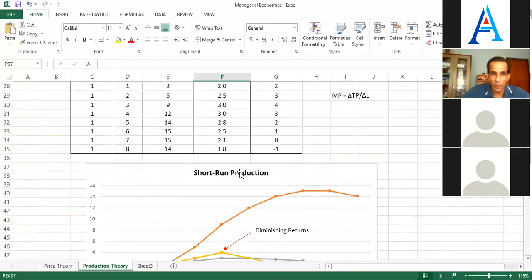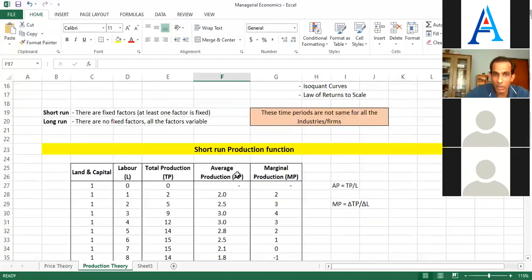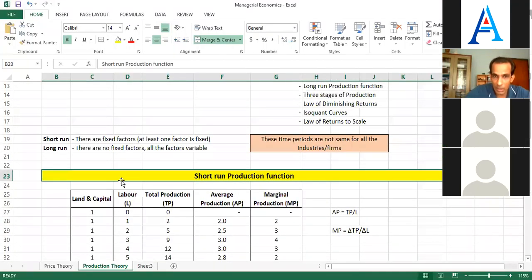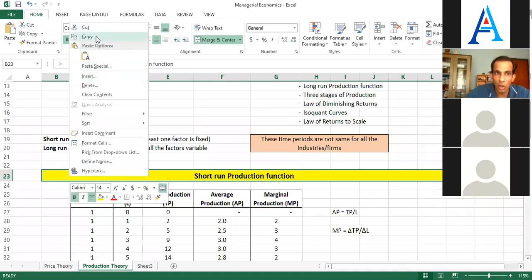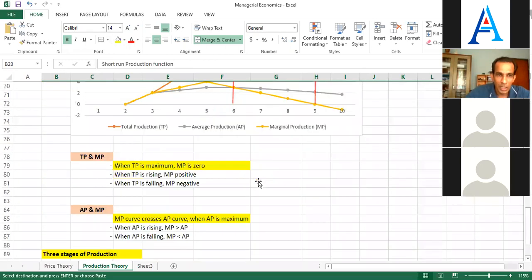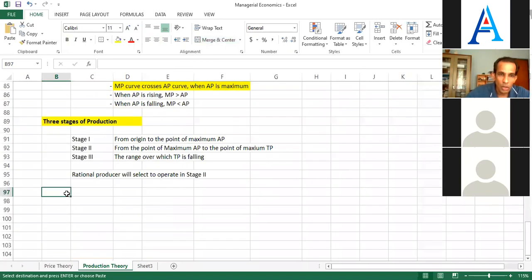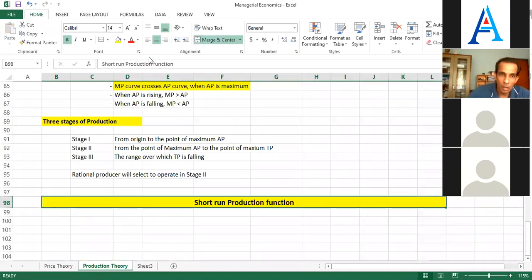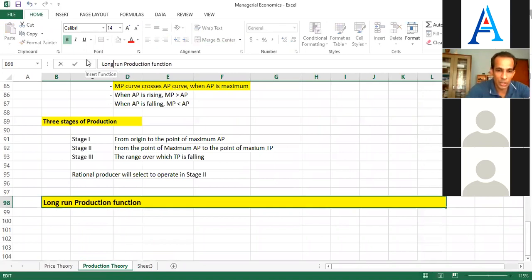Another important thing. Here we have considered the short-run production function. But when we consider the long-run production function, long-run means we know there are no fixed factors. That means all the factors are variable.